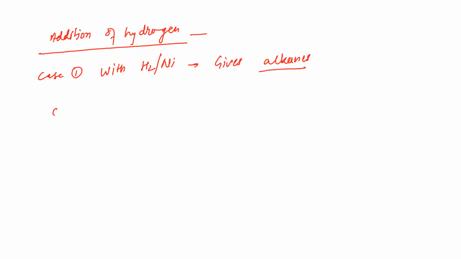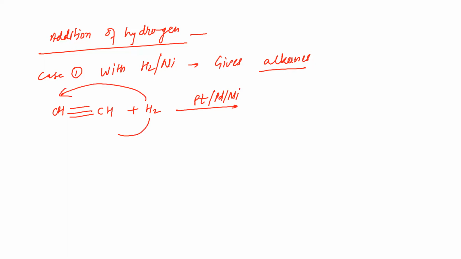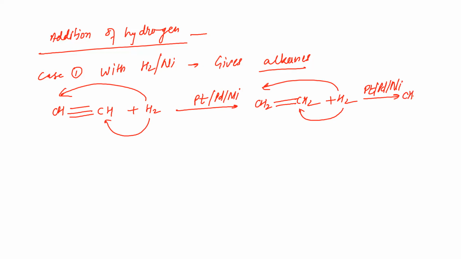See here, we have CH triple bond CH, and then we are using H2 in presence of Pt, or you can say Pd, or you can say Ni. Here one hydrogen is added, so it is going to give the alkene. Again, if you take one more equivalent with the same catalyst, Pt, Pd, or Ni, one hydrogen goes here and another here. So it is going to give ethane.